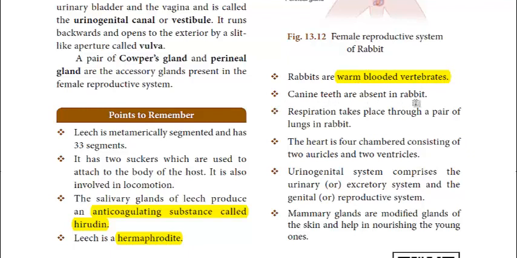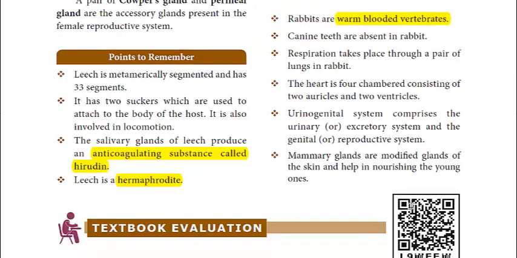Canine teeth are absent in rabbit, and you can see the gap between incisor and premolar. Respiration takes place through a pair of lungs in rabbit. Yes, through lungs only it respires. And heart is four-chambered, consisting of two auricles and two ventricles. Urinogenital system comprises the urinary or excretory system and the genital or reproductive system. And the most important aspect is that mammary glands are modified glands of skin and help in nourishing the young ones. So these are the important points to be remembered.